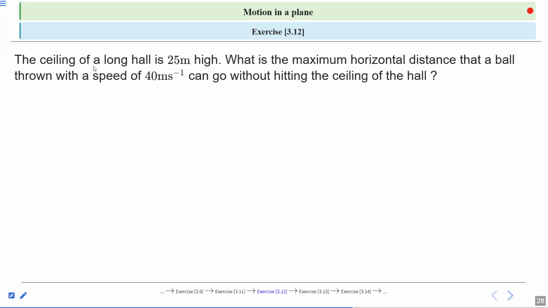The ceiling of a long hall is 25 meter high. What is the maximum horizontal distance that a ball thrown with speed of 40 meter per second can go without hitting the ceiling of the hall? Think about it.